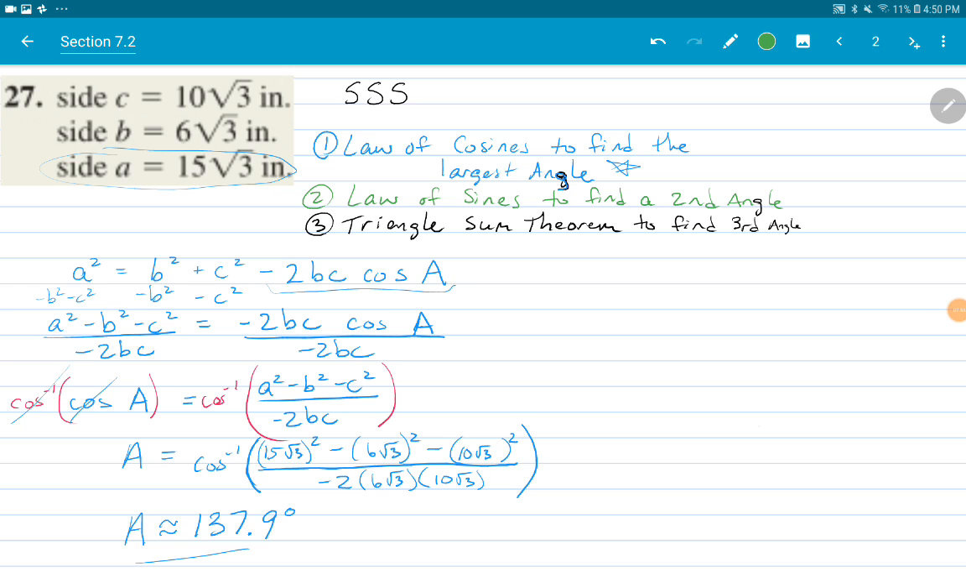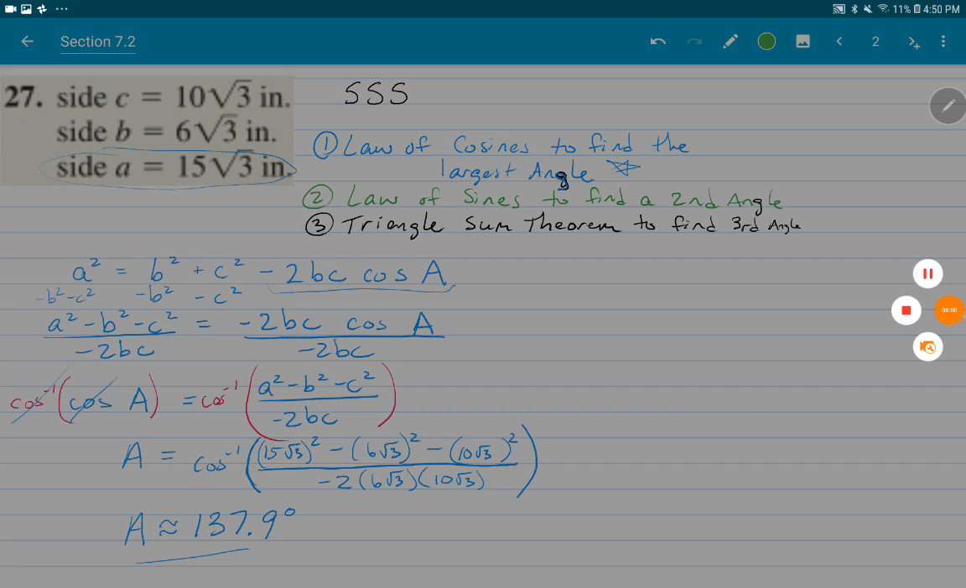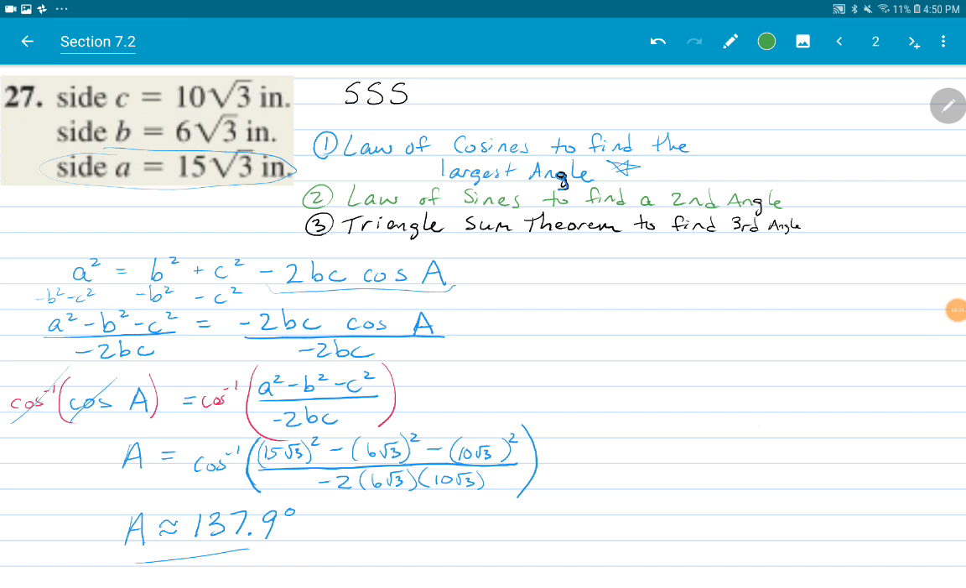I do have one side and angle pair because I just solved for the angle A. So I can use that in the law of sines. So that's sine of A, which is 137.9 degrees, is paired up with side A, which is 15 radical 3. That equals the ratio of either of the other sides. So I could do sine of B, which is paired up with side B, which is 6 radical 3. And then cross multiply to solve for B.